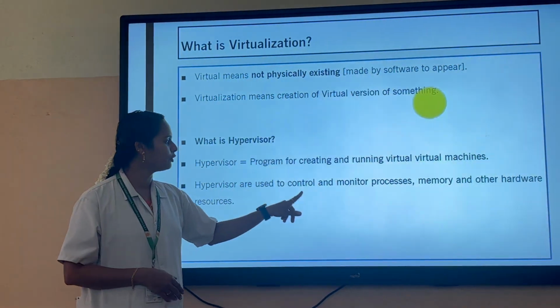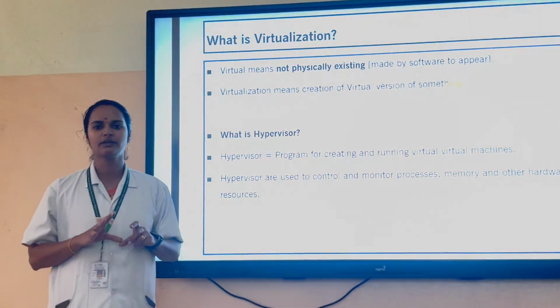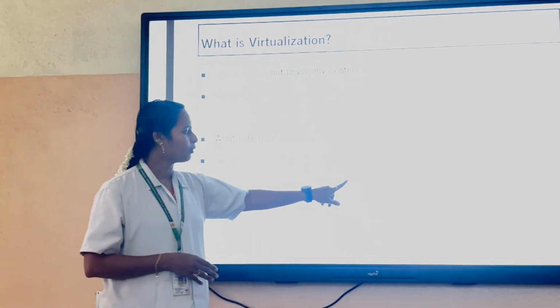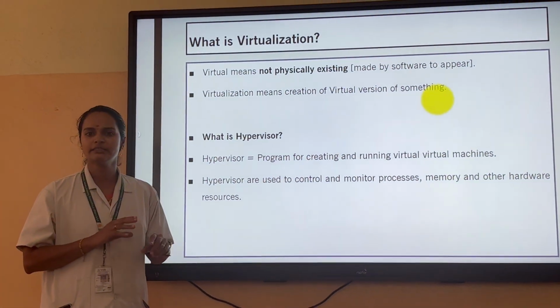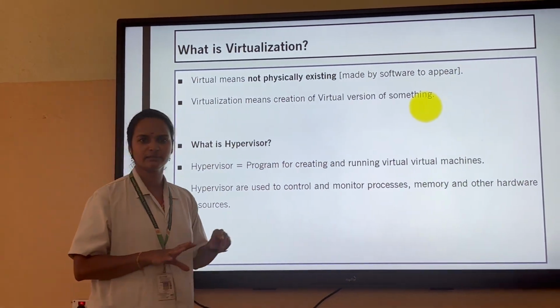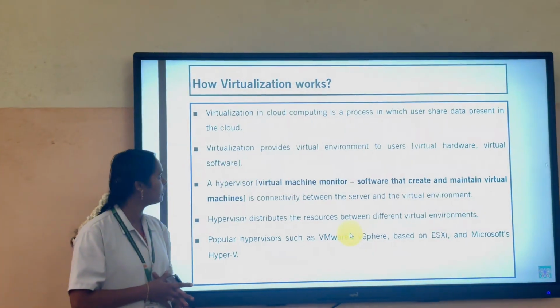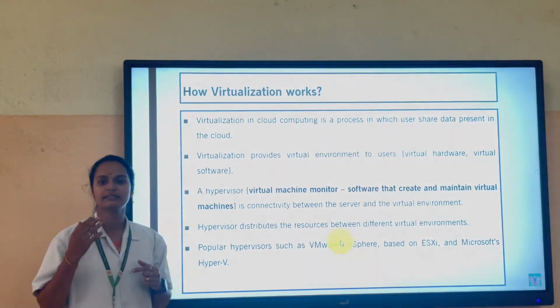Then hypervisors are used to control and monitor the process. The management of processors, memory and other hardware resources will be done by the hypervisor. All will be supported using this hypervisor. That is how the virtualization concept works. Virtualization in cloud computing is the process in which a user can share the data which is present in the cloud.